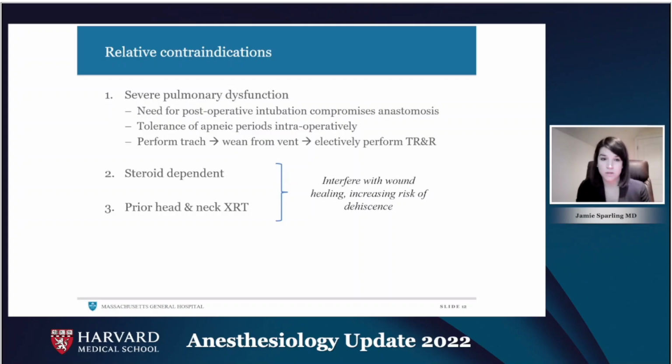In these patients, the routine approach is to perform a tracheostomy bypassing the stenosis, wean the patient from the ventilator, have them undergo pulmonary rehabilitation and become medically optimized, and then electively return for tracheal resection and reconstruction. Additionally, steroid dependence or a history of prior head or neck radiation therapy are also relative contraindications. This is because they may interfere with wound healing and increase the risk of anastomotic dehiscence, which comes with severe morbidity and even mortality.